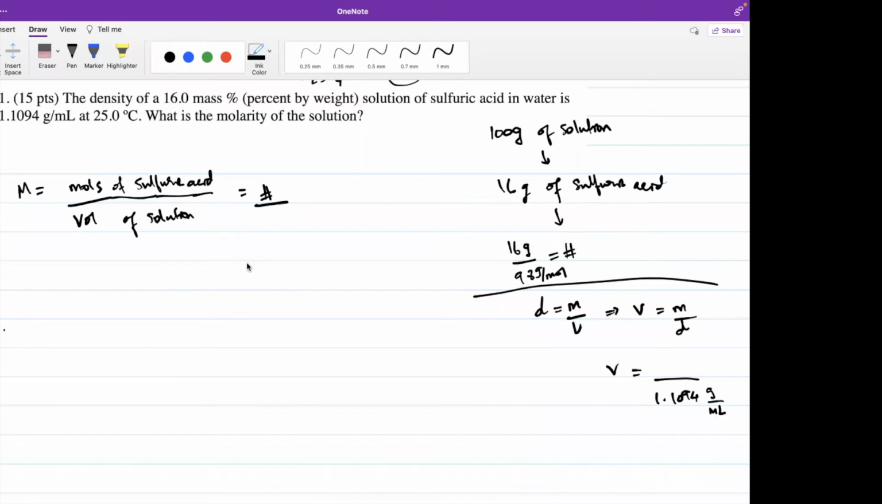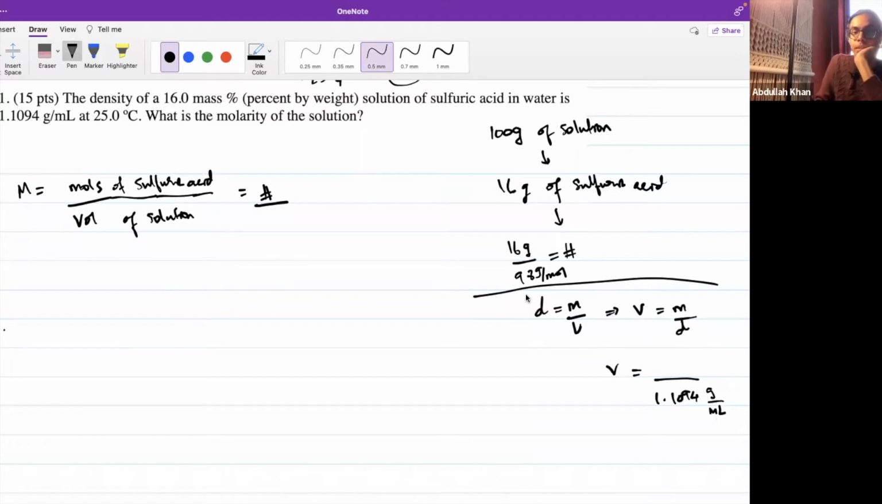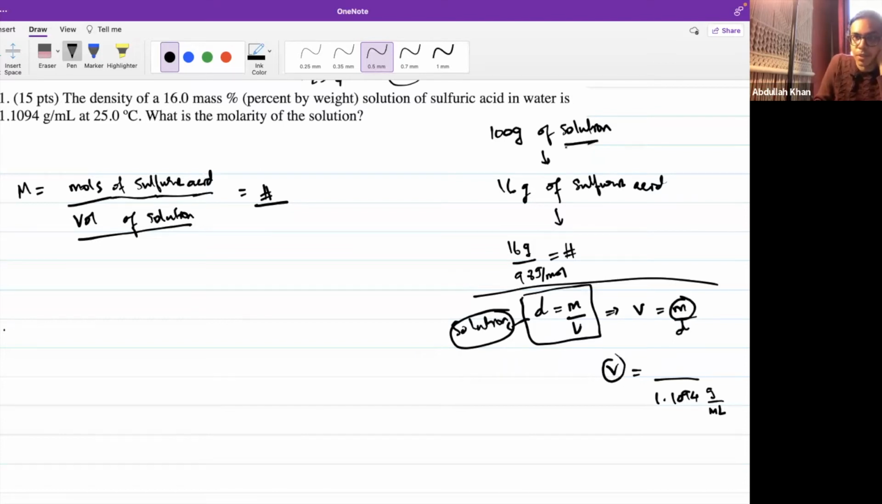100. Good, because this whole equation is being applied to the solution, not to water separately, not to sulfuric acid separately, but to the solution as a whole. So we're interested in the volume of the solution. This is the volume of the solution that will be equal to the mass of the solution, which is 100, not water, but the whole solution, divided by the density of the whole solution, which is 1.1094. So good. You would use the mass of the whole thing.